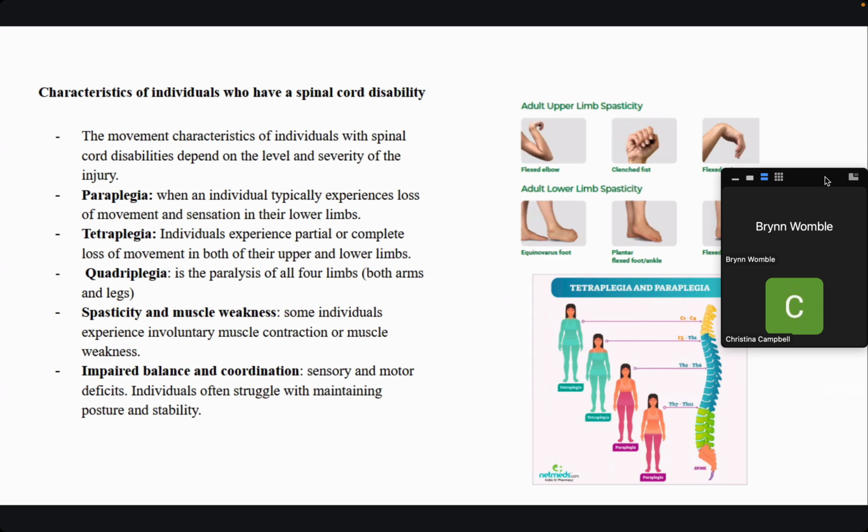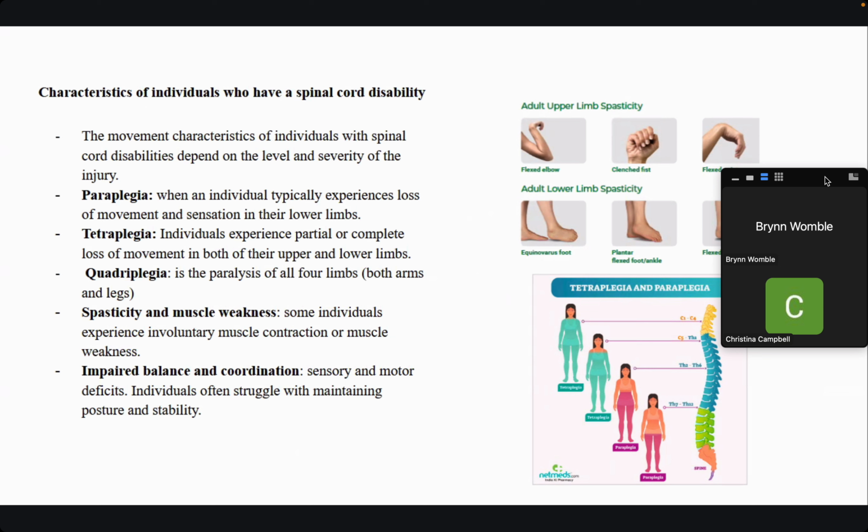Tetraplegia is an injury at cervical levels C1 to C8. Individuals experience partial or complete loss of movement in both their upper and lower limbs. Individuals may have limited hand function and may require assistive technology for mobility and everyday daily tasks. Breathing difficulties, especially with injuries at C3 and above, may require ventilator support. Quadriplegia is the paralysis of all four limbs, both arms and legs, and often the torso. It typically results from damage to the spinal cord, usually in the cervical neck region. The severity and extent of paralysis depends on the level and completeness of the spinal cord injury.